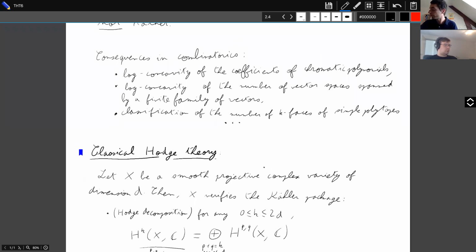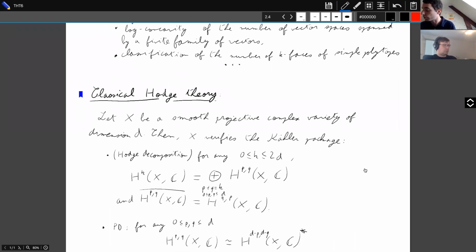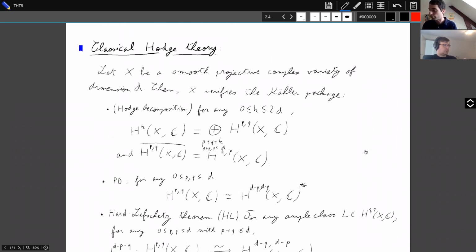Okay, so this was for fans. So it's a very simple case. Let me recall quickly what happens in the classical case where we have more properties. It will be quick. I just want to give you an idea of the different properties we can have.